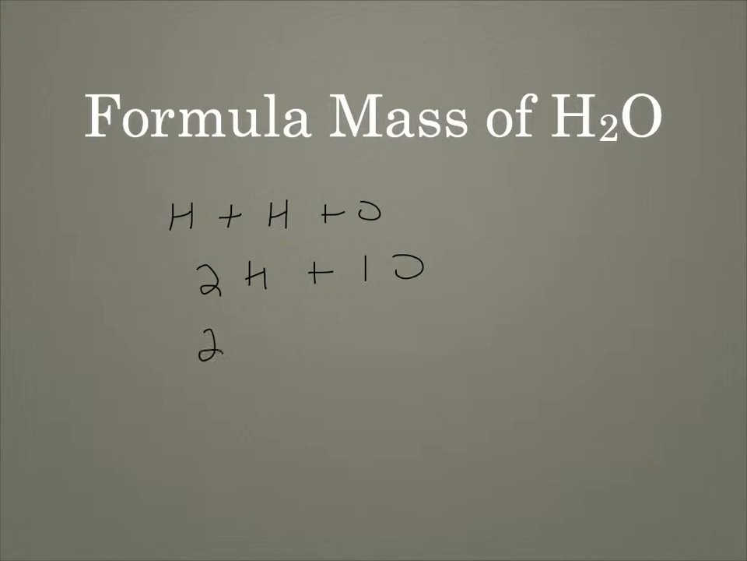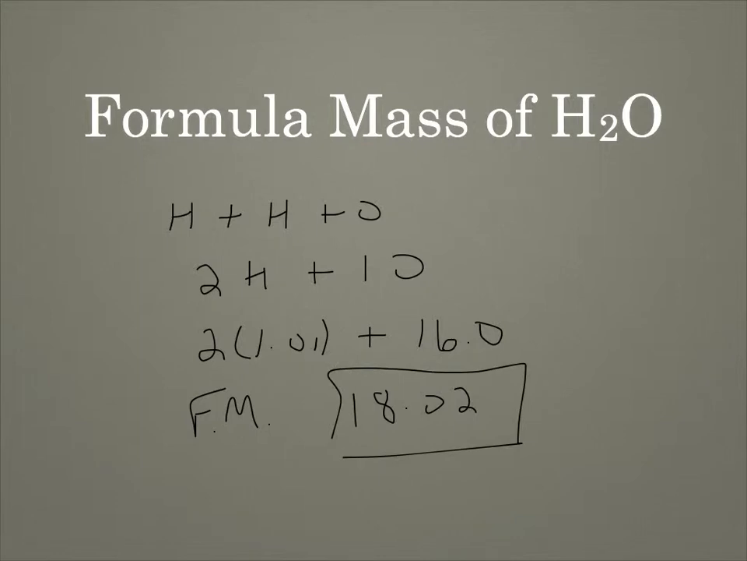Okay, so we're going to take 2 times the atomic mass of hydrogen, which we said was 1.01. And a lot of times that one even gets just changed into 1. It's usually easier. Plus 1 times the atomic mass of oxygen, which is 16. And so if we multiply those out and add them together, we would get 18.02. So that's the formula mass of water, 18.02. So the objective here is you need to be able to, given a compound, look up the atomic masses and add them all up for a substance.